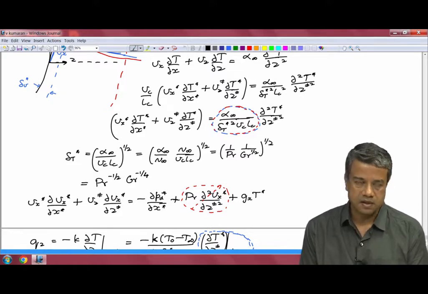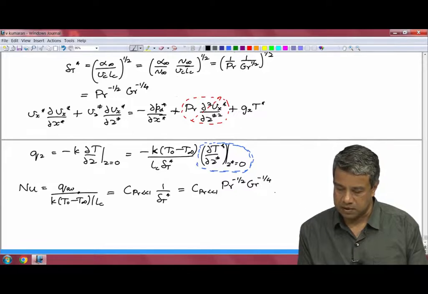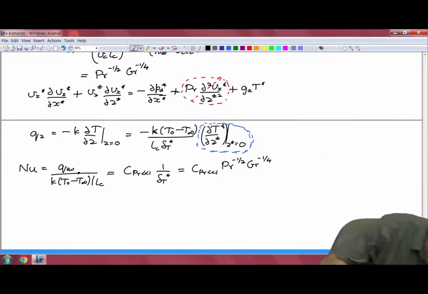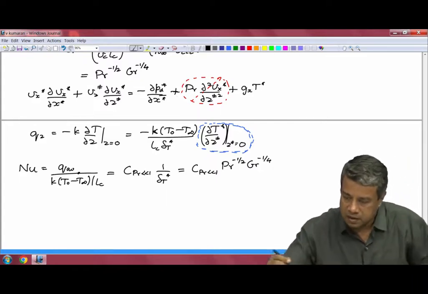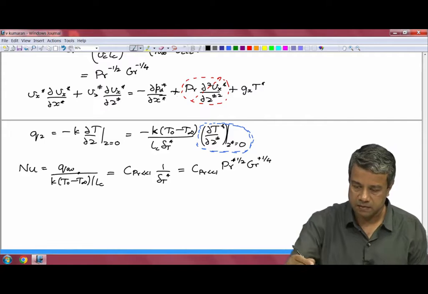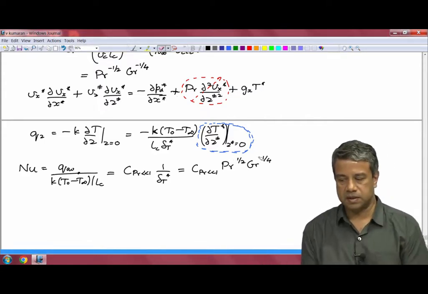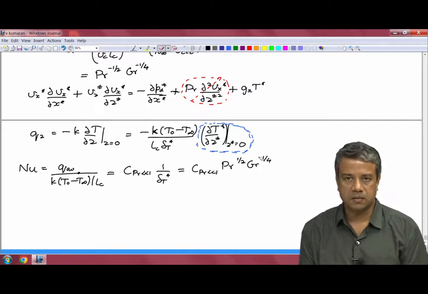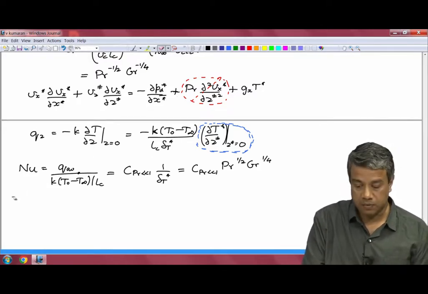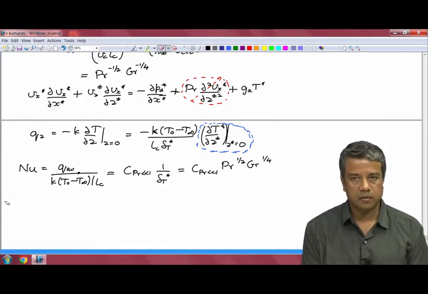And therefore, the Nusselt number has to scale as PR to the, I am sorry, it is not minus half, it is plus half. The Nusselt number has to scale as PR to the plus half, because it is proportional to 1 over the thermal boundary layer thickness. So, this is equal to PR to the half times GR to the 1/4. So, that is the correlation for the Nusselt number in the limit of low Prandtl number, when the thermal boundary layer thickness is much larger than the momentum boundary layer thickness.